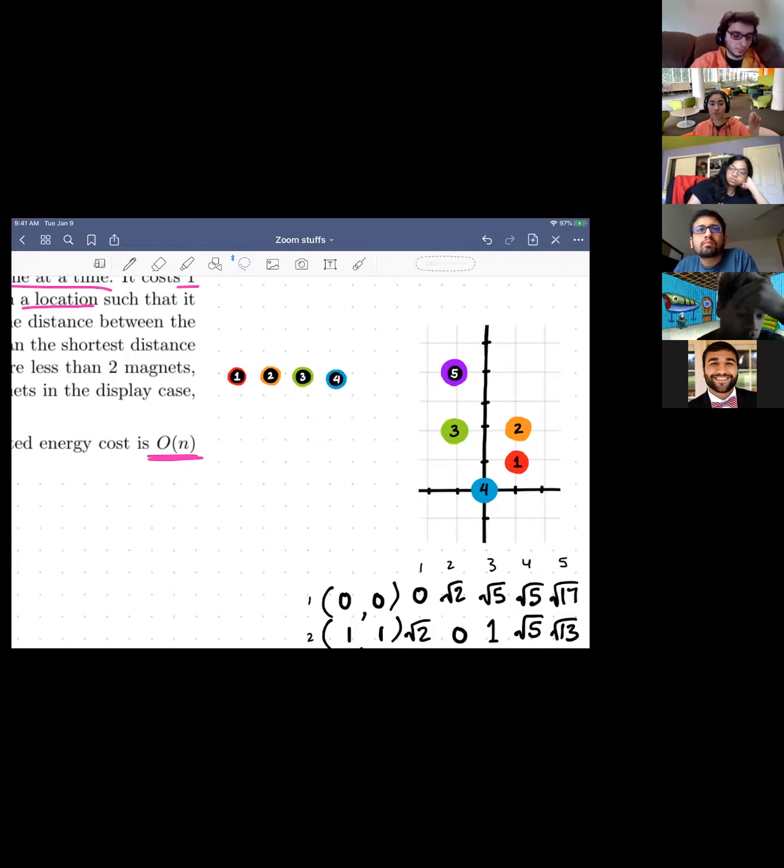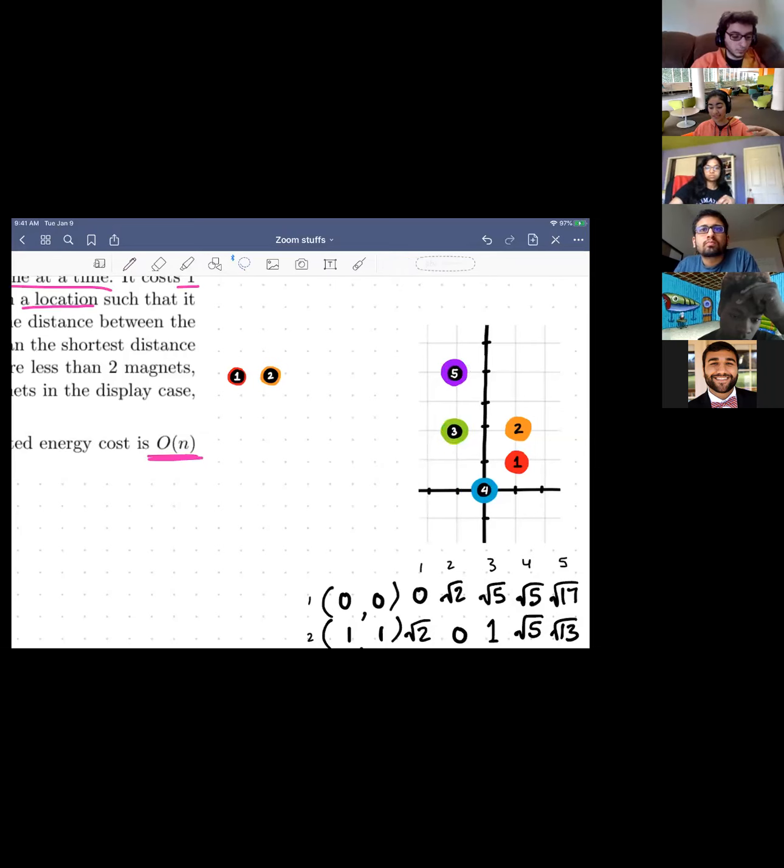This costs us 1 joule, so let's keep a counter so far. We have 1. Then I put the 4th magnet down. This one actually forms the smallest pair. The distance between these two is the smallest out of all distances because it's the only distance so far. So this one costs us 2 joules. We had 1 from the 5, and we have 2 from inserting the 4, so 3 so far. Then we insert 3.